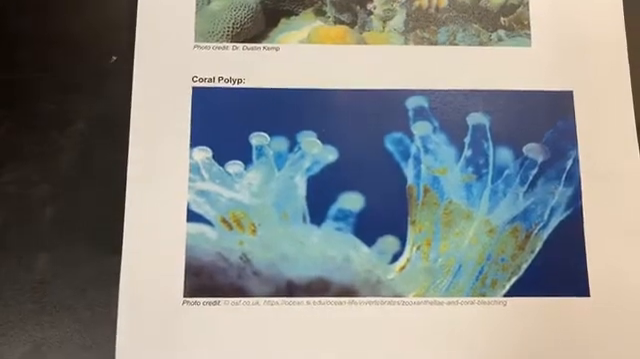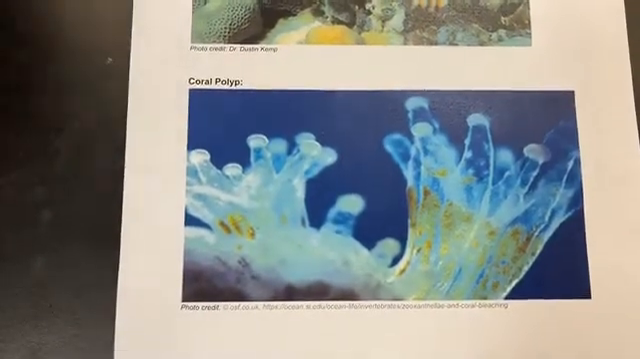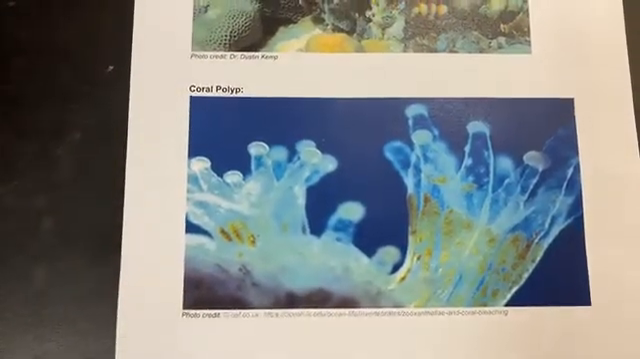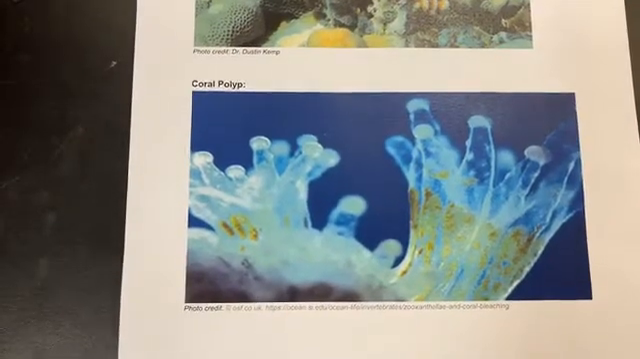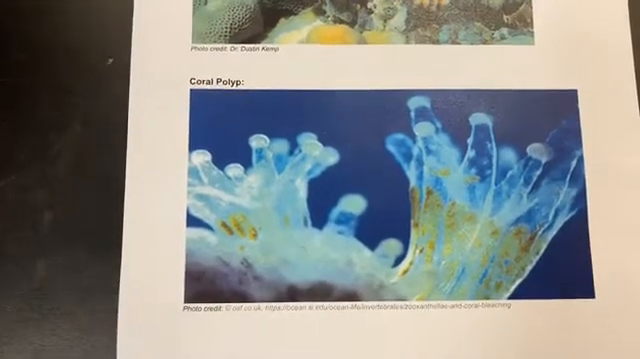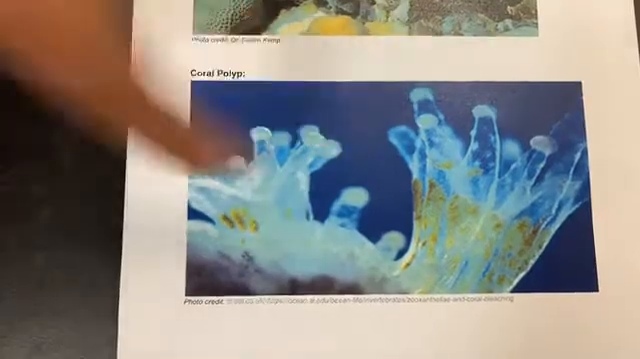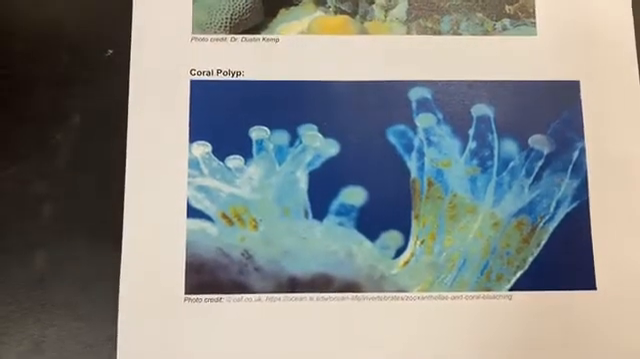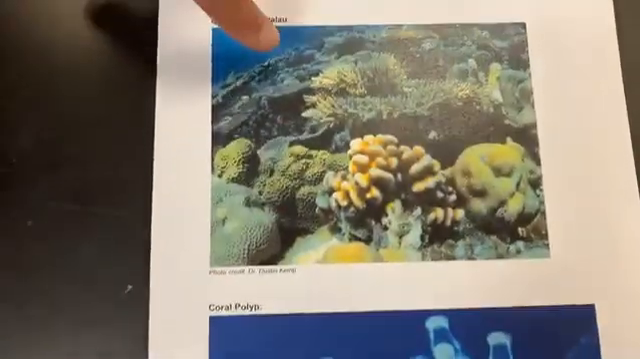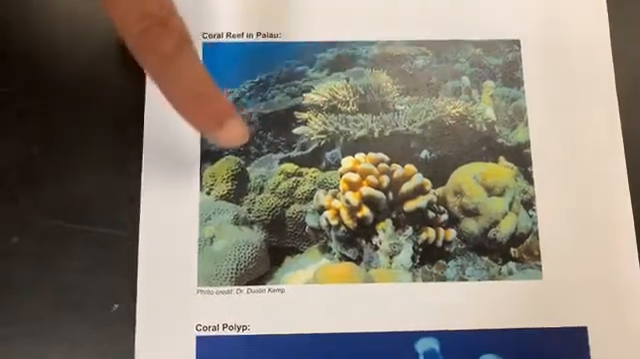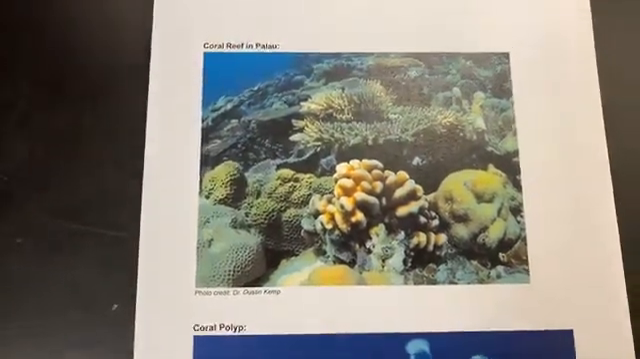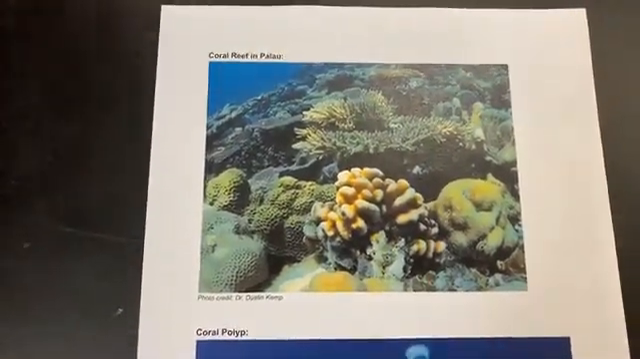And so this might look familiar because it kind of looks like an anemone, which they're closely related to. But on a reef, corals are colonial organisms. And so there's thousands of these little polyps all over the species you see up here. So each one of these species has hundreds, if not thousands, of these coral polyps.